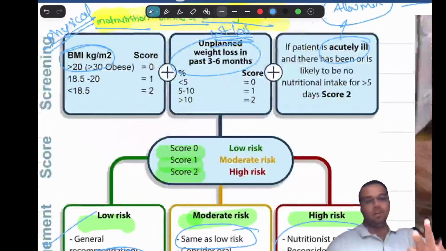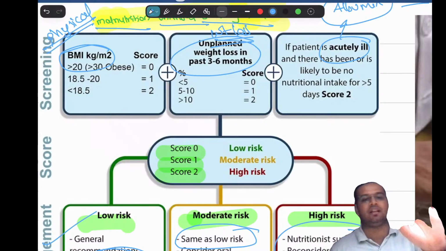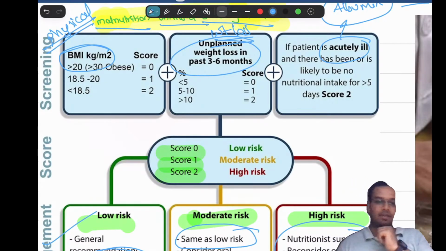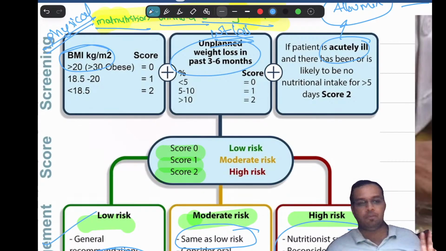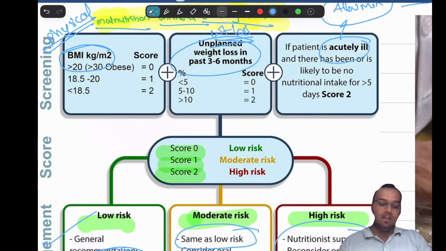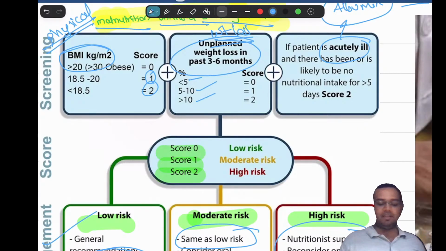So what are the 3 components? One is the physical parameter, one is the history related parameter, and one is either clinical or a biochemical parameter. So what is that? BMI, unexplained weight loss, and the third important parameter is, yes, albumin. So as you can see, BMI score 0, 1, 2, then unplanned weight loss less than 5%, 5 to 10%, more than 10%.